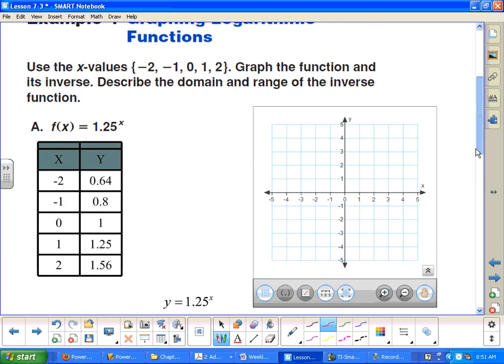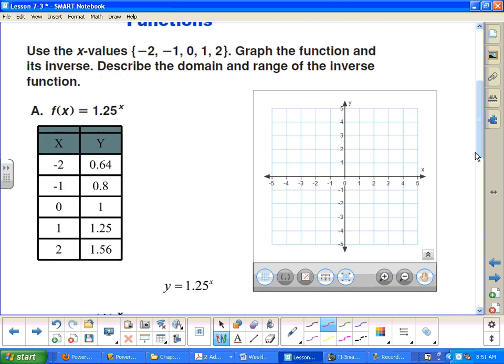All right, so we're going to look at the graph. Here they want us to use x values of negative 2, negative 1, 0, 1, and 2. They want us to graph this function and its inverse and describe the domain and range of the inverse function. So we have f of x equals 1.25 raised to the power of x, and I've already made the table here.